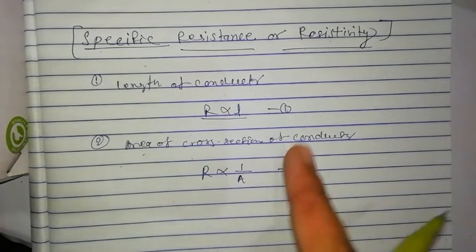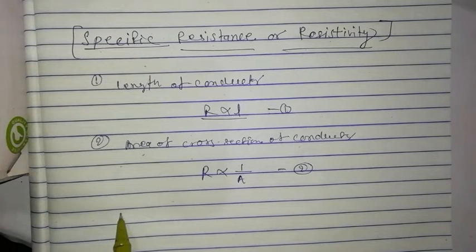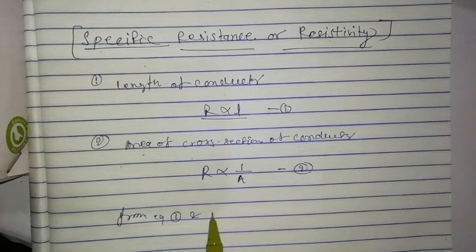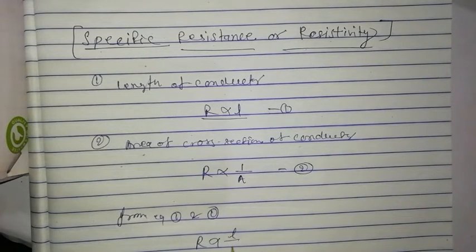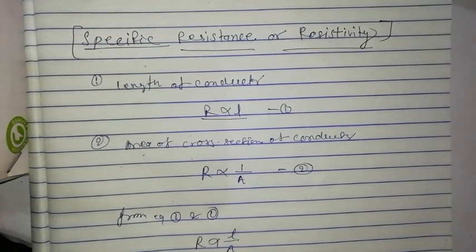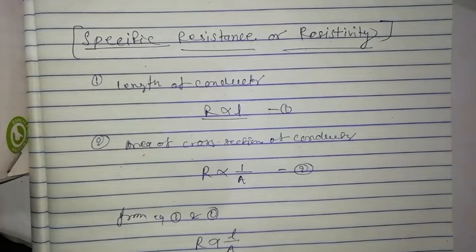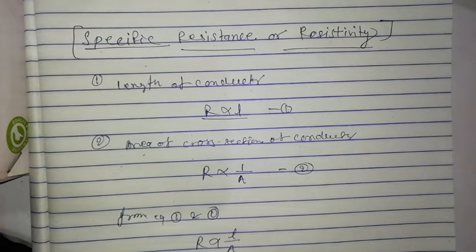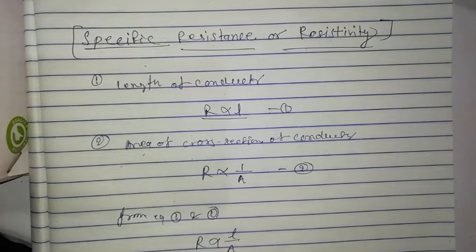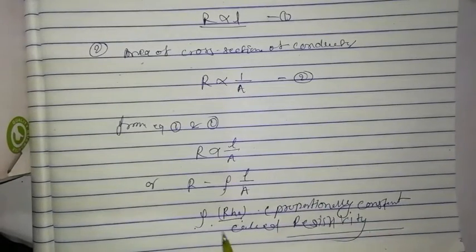Combining equations 1 and 2, we may write R is proportional to L upon A. We can write R is equal to rho L upon A, where rho is a proportionality constant, called specific resistance or resistivity. Rho is the resistivity.